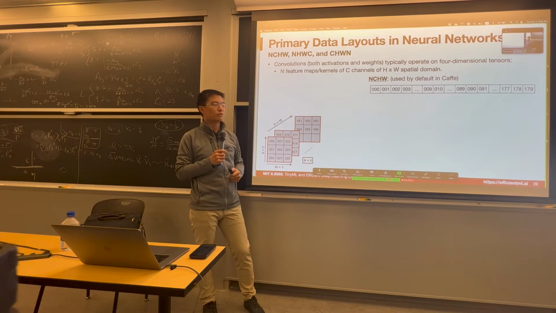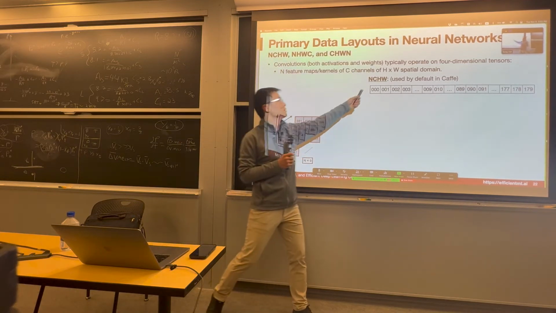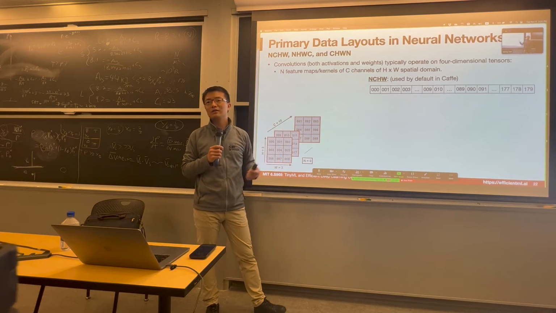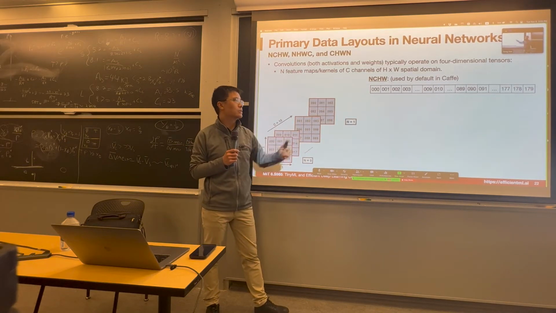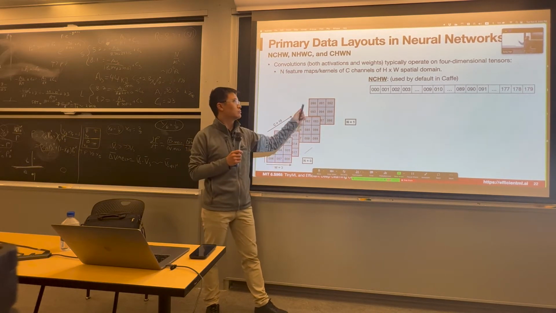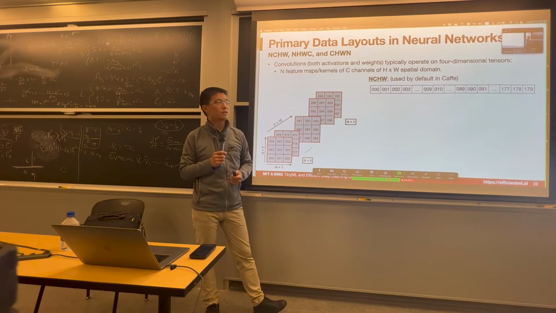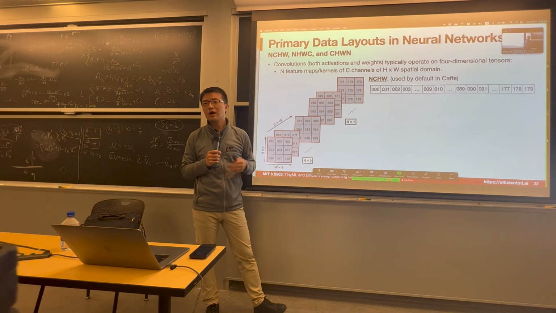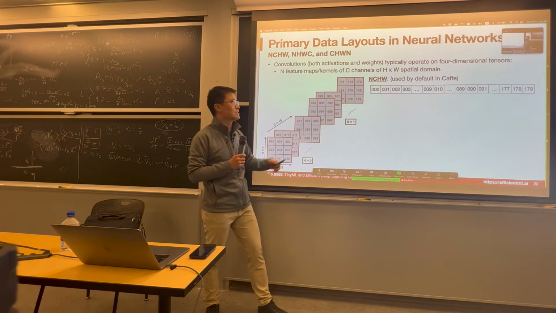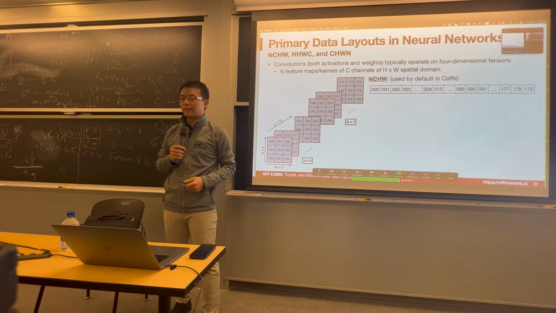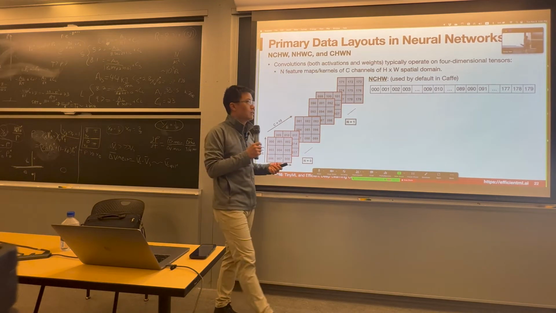Finally, we fill in all the channels within a N, and then we move to the next N dimension, and restart from this H and W, and then another C, and then another C, all the way to the end. So this is the data layout for NCHW, which is used by default by Caffe.